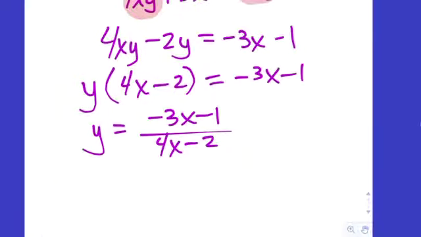And that could be the inverse. Now we're going to do one more thing to pretty it up. You have 2 terms in the numerator, 2 terms in the denominator. Of the 4 terms, 3 of them are negative.